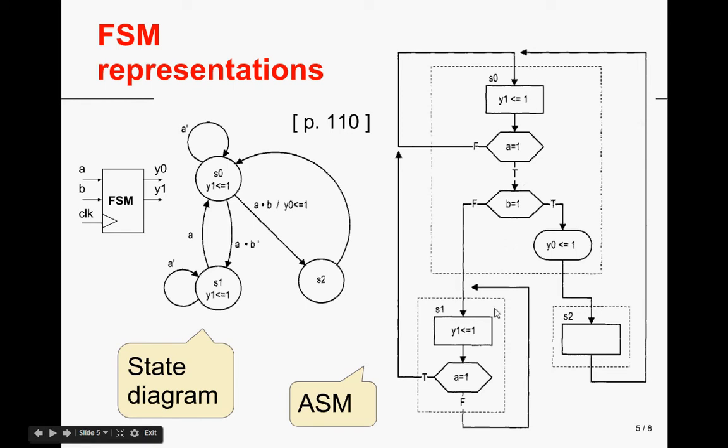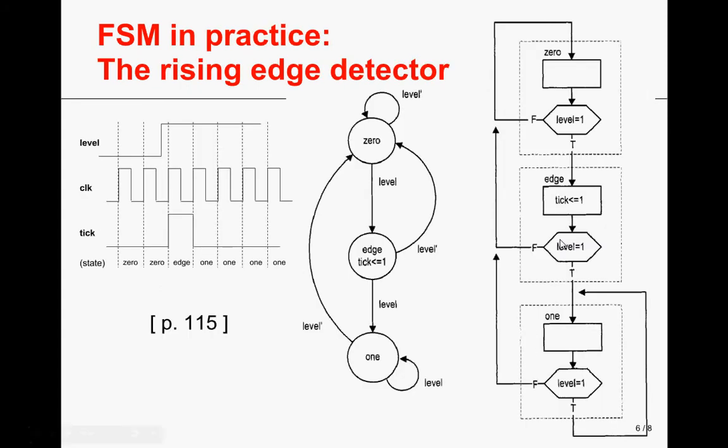So state diagrams and ASM charts are equivalent representations, and actually ASM charts are preferable because when we move up to register transfer level, we can simply indicate register transfer level operations inside the state box or the conditional output boxes. Now in this slide we are looking at a specific example of a finite state machine.